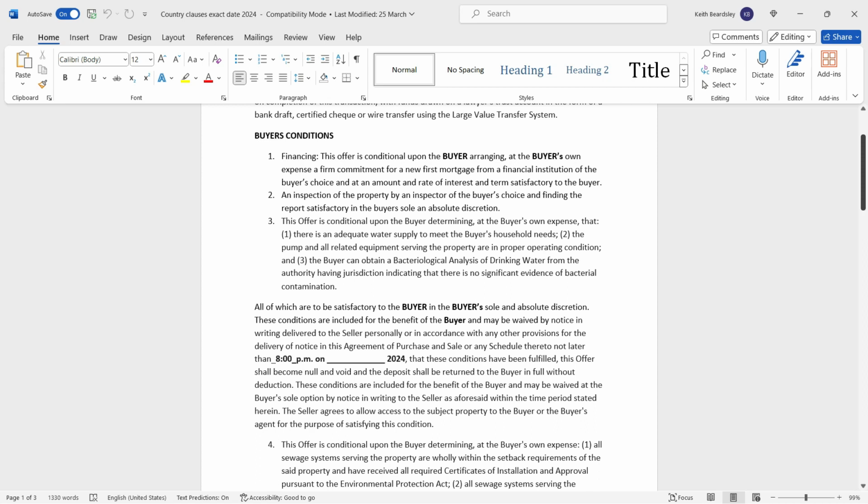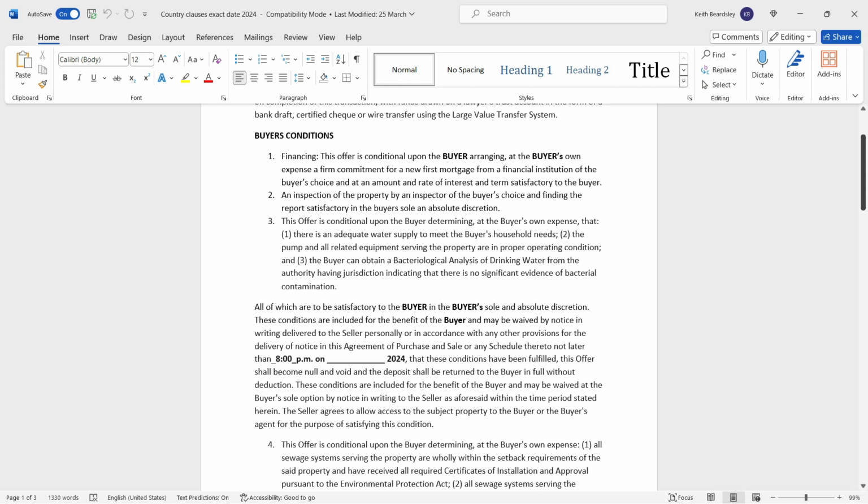So it just says that at the buyer's expense, obtaining a firm commitment on a new first mortgage. So in other words, the bank has to give you in writing something that says, yes, here's what your mortgage is going to be, here's the interest rate on it. And of course, you have to agree to it. If the bank says no, then that deal is dead.